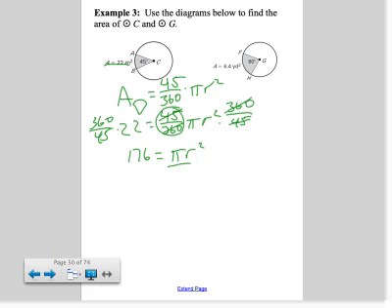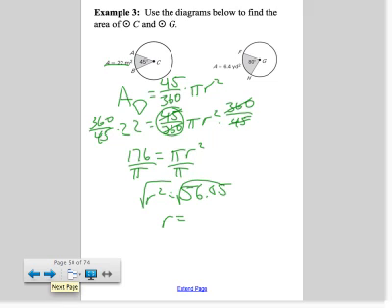I want to get r by itself, so I'm going to divide both sides by pi. So r squared equals 176, and again, I'm just going to use 3.14. You can use your pi button and be more accurate. So I got 56.05. And finally, I want r, so I have to take the square root.